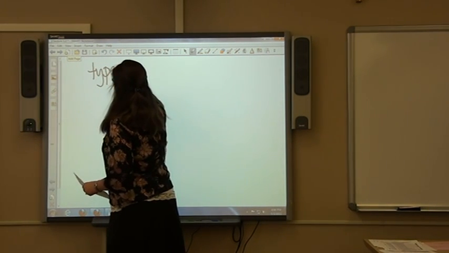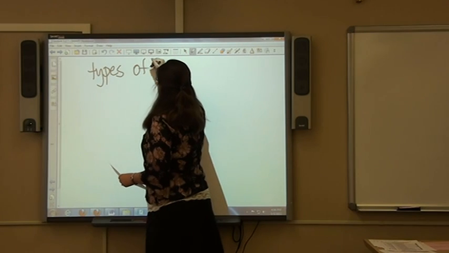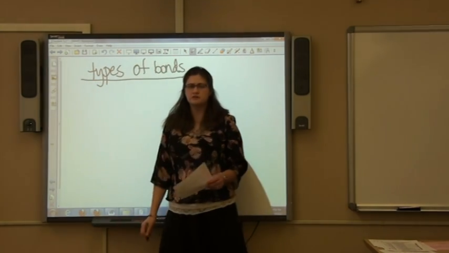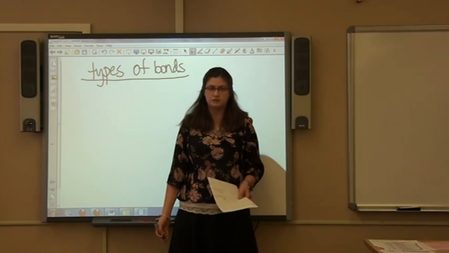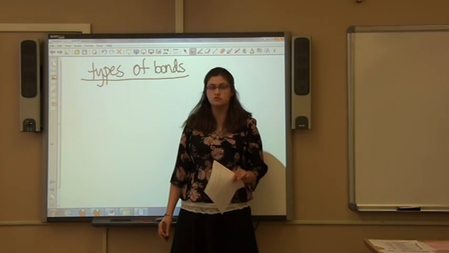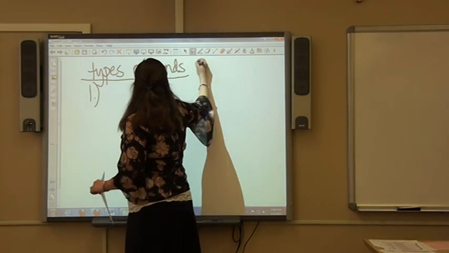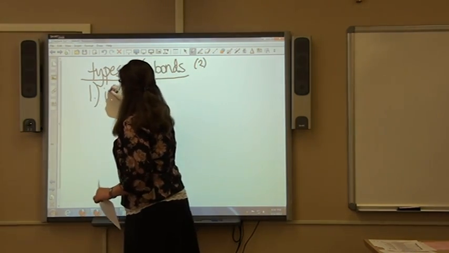We talked about why bonds form. Let's talk about the different types of bonds. There are quite a few different types of actual chemical bonds, but for our purposes, we're only going to talk about the 2 major classes. The first type are ionic bonds.